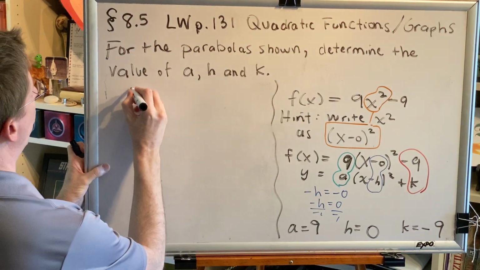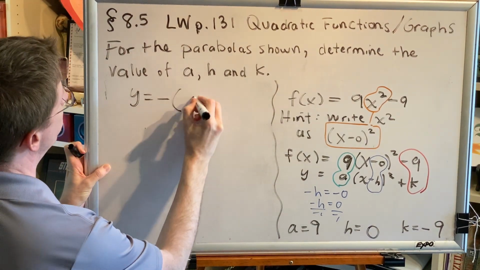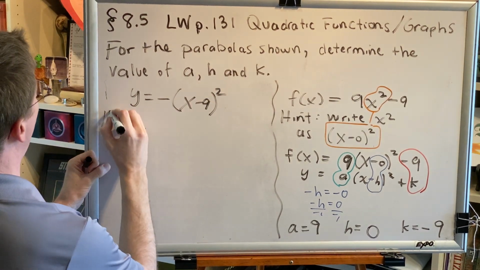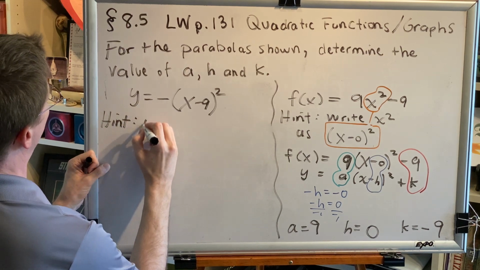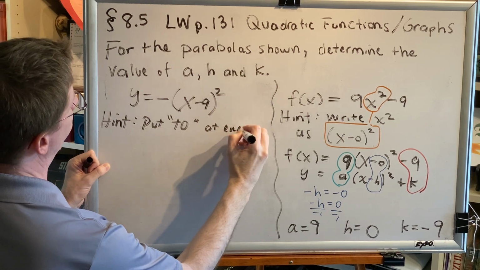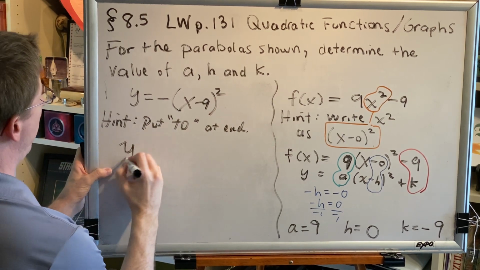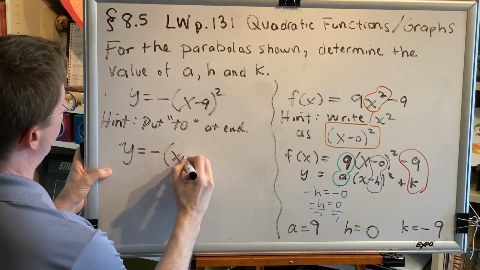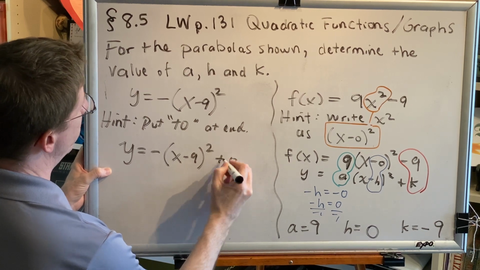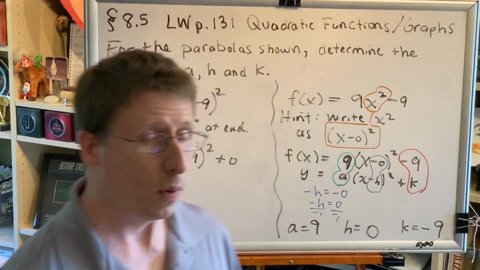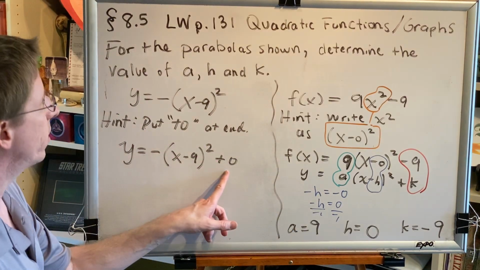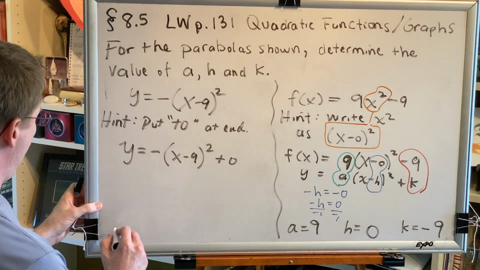Next, y equals negative, parenthesis, x minus 9, close parenthesis, squared. And the hint this time is to put a plus 0 at the end. All right, so let's do that. So y equals negative, parenthesis, x minus 9, close parenthesis, squared, plus 0. Now, why is it that we're able to put a plus 0 at the end of this? Well, because adding 0 doesn't change anything, for the same reason we talked about before. The reason the plus 0 is important is it helps us to find the value of k.